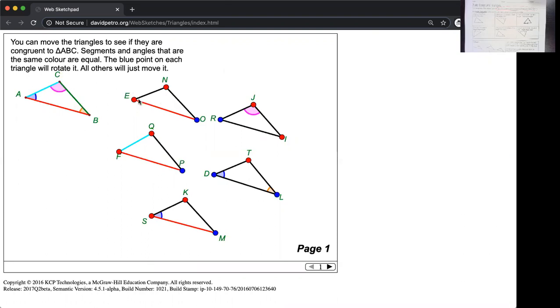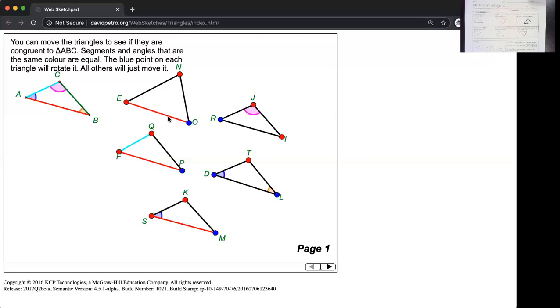So for example, in triangle ENO, this red side is congruent to the red side in triangle ABC, this side AB. And what you can do with this tool is you can move the triangles around by either clicking a side like that, or by clicking one of the points. And it will adjust the triangle in any possible way while keeping the constraints of this red side here.